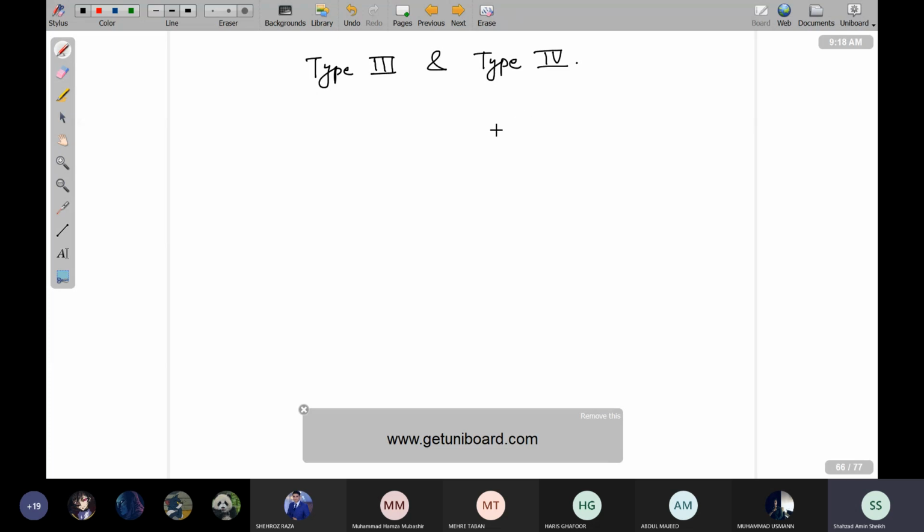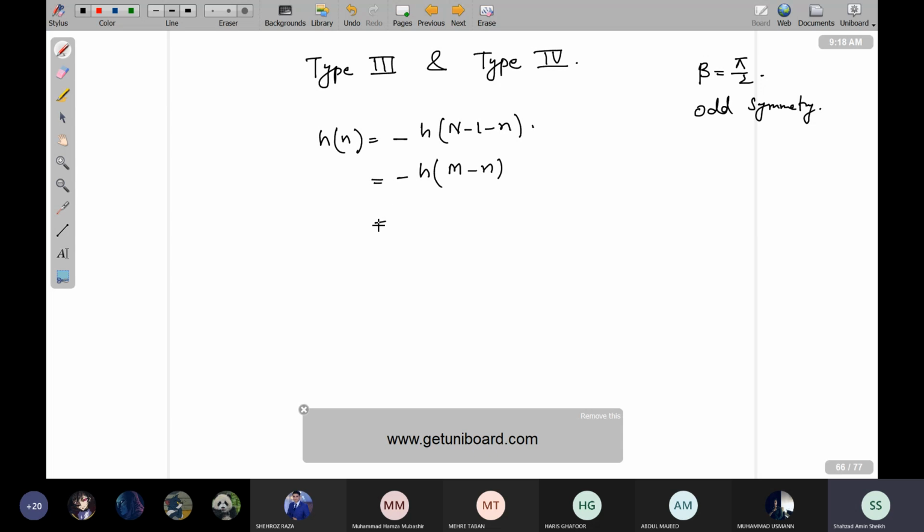Type 3 and type 4 is different from type 1 in terms of even and odd symmetry. So here beta is equal to pi by 2 and we have odd symmetry. And in terms of h of n, we are writing it as minus h of (N minus 1 minus n), or we can say it is minus h of (M minus n), or we can say it is minus h of (2 alpha minus n). These are all the same things.